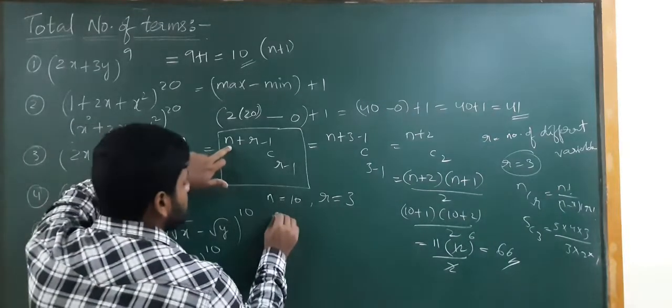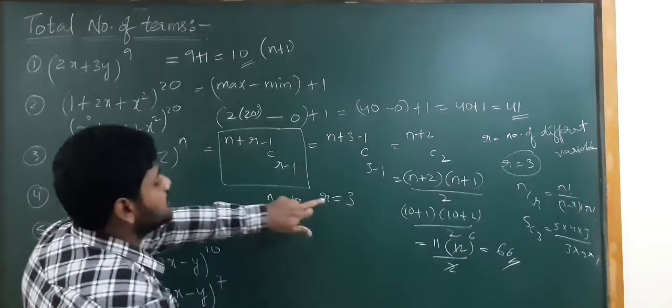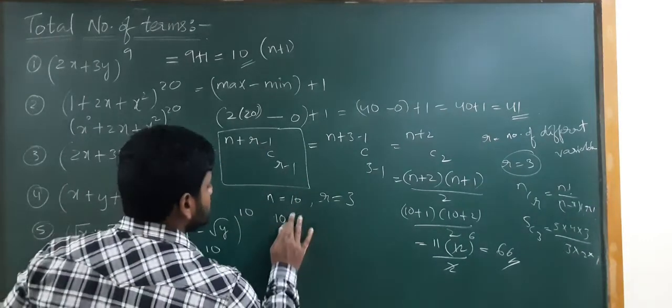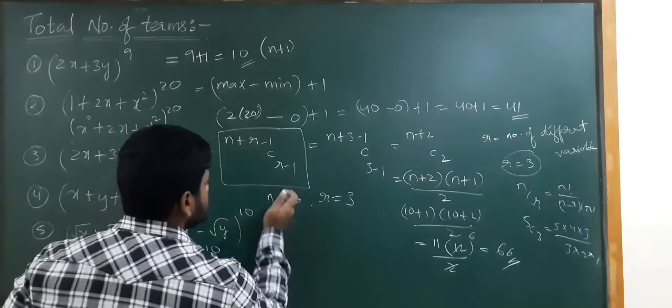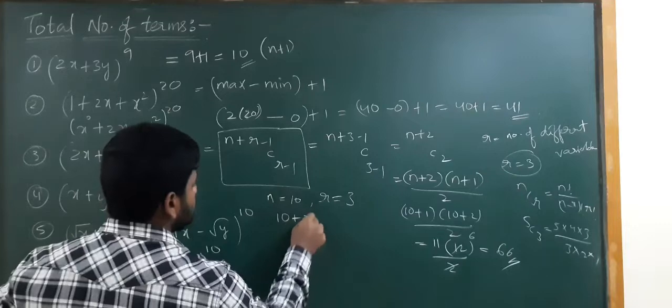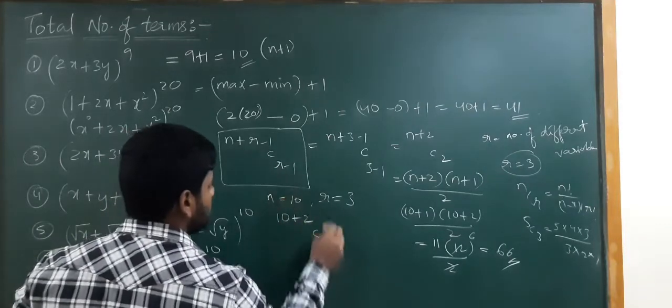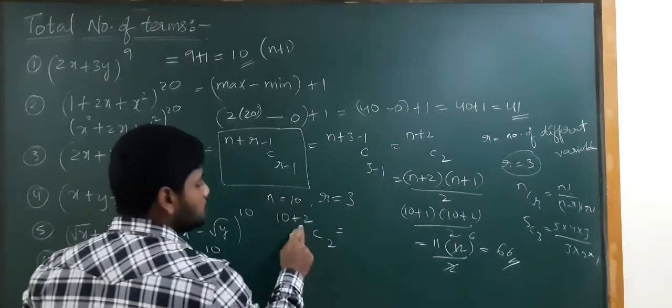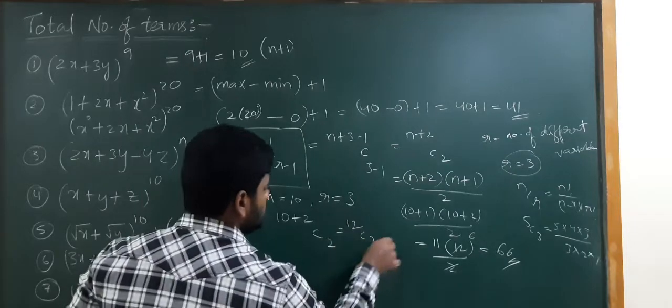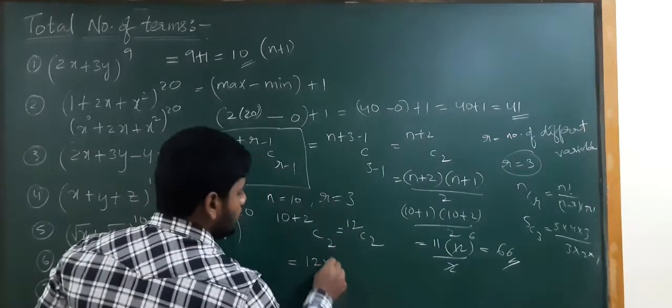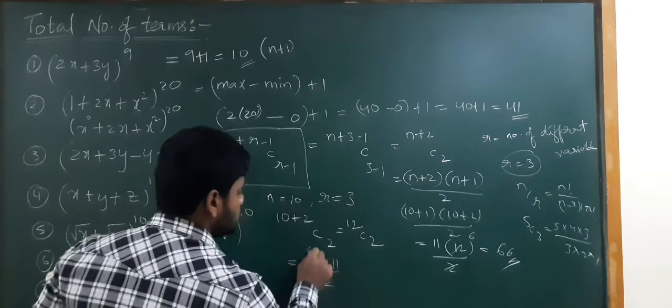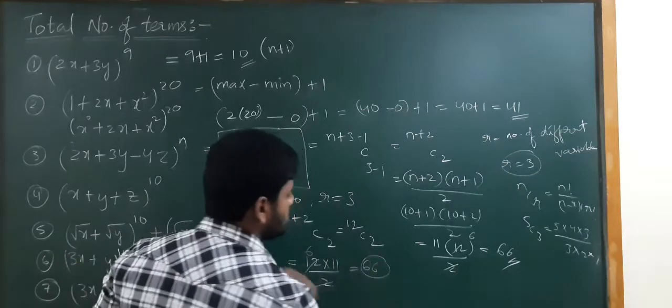Observe this. What is n? 10. 10 plus, what is the r value? 3. 3 minus 1. 3 minus 1, how much? 2. So 10 plus 2 C r minus 1, that is 10 plus 2 C2, nothing but 12C2. How will you expand 12C2? 12 into 11 by 2. 2 sixes are 12, 2 ones are 2, 6. Again we will get 66 number of terms.